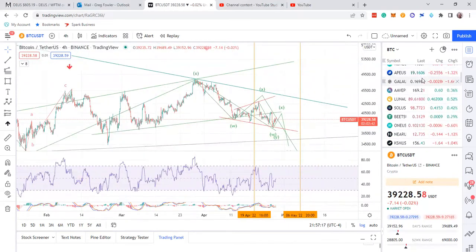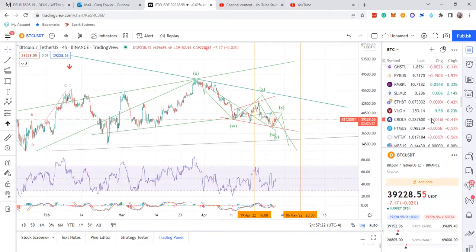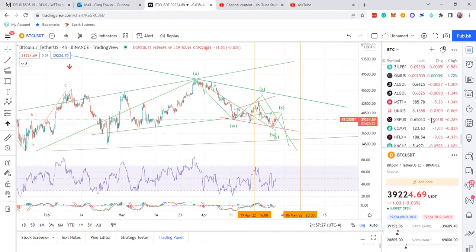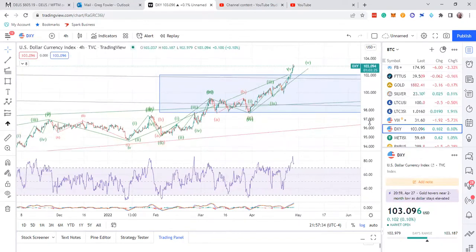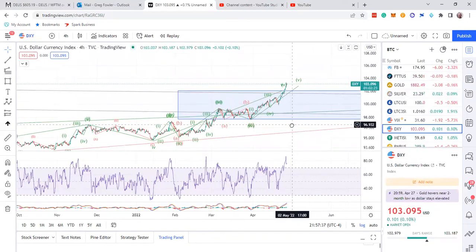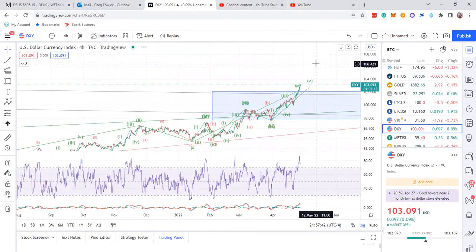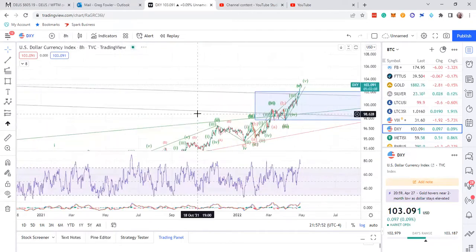And then the other two I wanted to go over, just looking at Bitcoin. The DXY just does not seem to want to let go. There are some people coming up now with targets for the DXY of maybe even 105, 106, 107. And I don't think so. I look at this RSI right now on the 4-hour. I think a correction is due for this at some point.